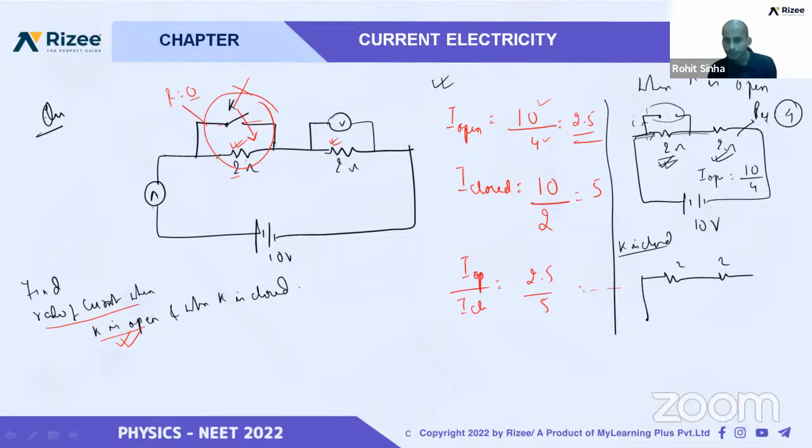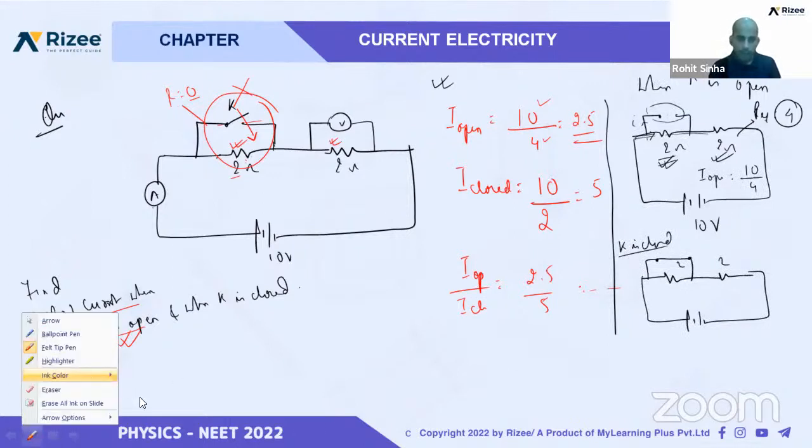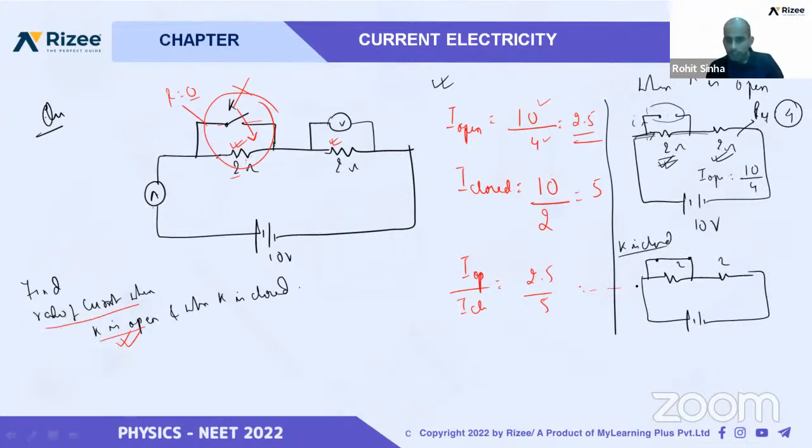You can see what will happen if K is closed. It is closed here. If you close it, what will happen? The current flowing through it will come here. It will have two paths, one path here, one path here. This path has resistance equal to 0 and this resistance is equal to 2 ohm.